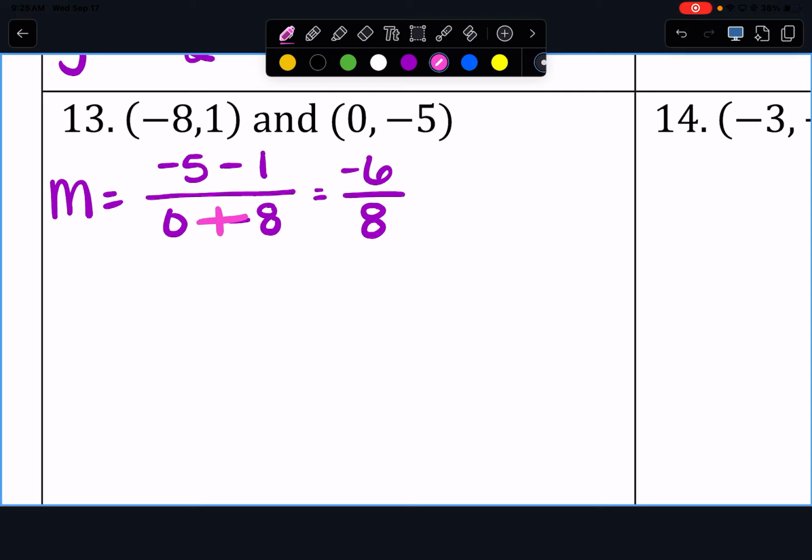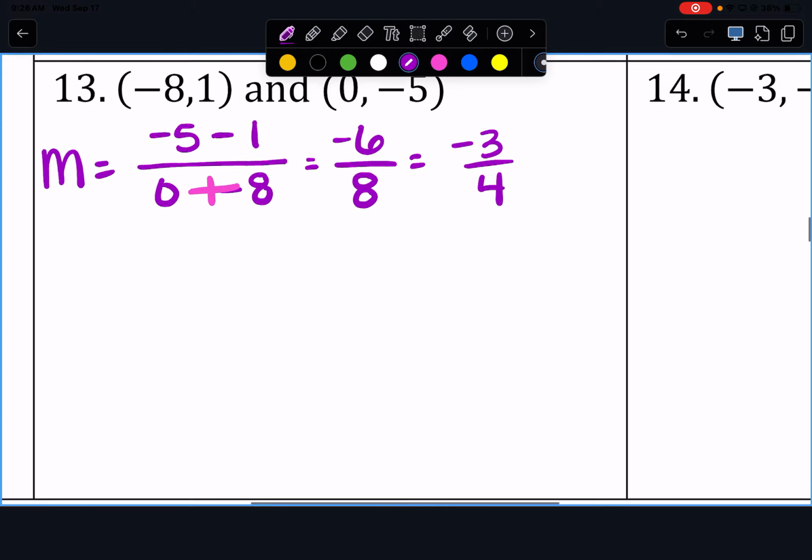Can I simplify negative 6 over 8? To what? Not negative 2 over 4, but negative 3 over 4. We can take 2 out of both. So 6 divided by 2 is 3. 8 divided by 2 is 4. So now, which point do y'all want to use?